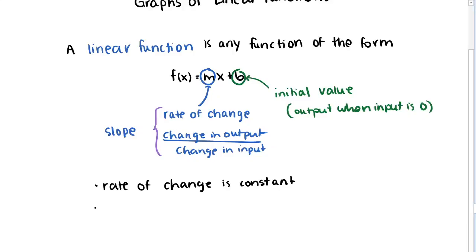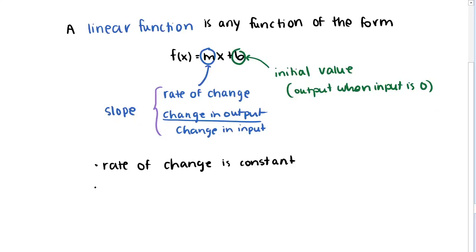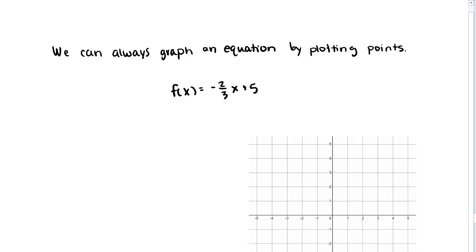And then another reason why they're called linear functions is, if we graph this function here, or any function in this form, what we get is a straight line. Okay, so I want to talk about graphing linear functions, and one way of graphing linear functions is just by plotting points. Whenever we have an equation, we can always graph that equation by finding solutions to that equation, giving us an ordered pair, and then plotting that point on a coordinate plane.